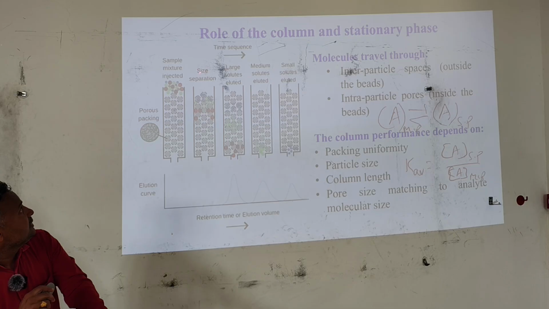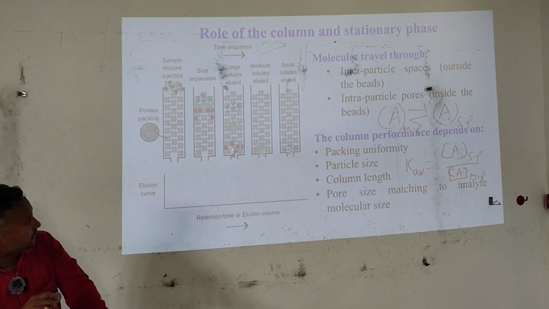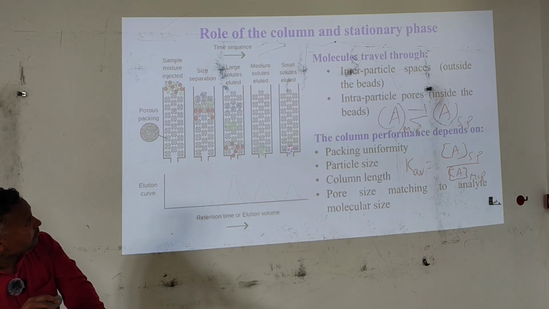Sample mixture injected, size separation now starting. Now red ones are moving faster than green ones, which are moving faster than blue. Now you see, this is the band, one band started coming out. When this one started coming out, you are getting a peak. This is the chromatographic peak corresponding to the molecules coming out, the red ones. And then after some time green, and after some time blue. So this one is red, green and blue.